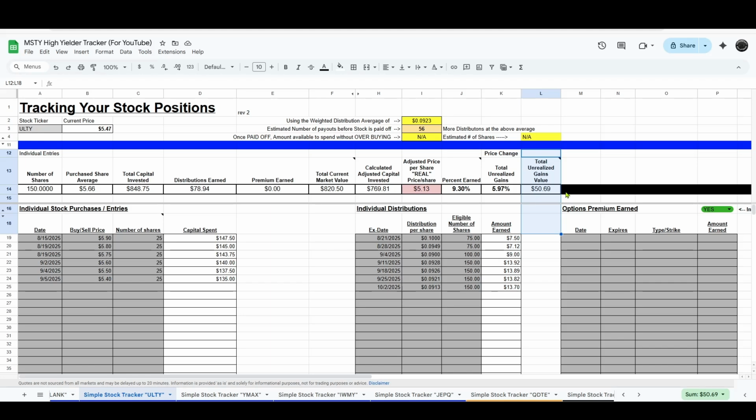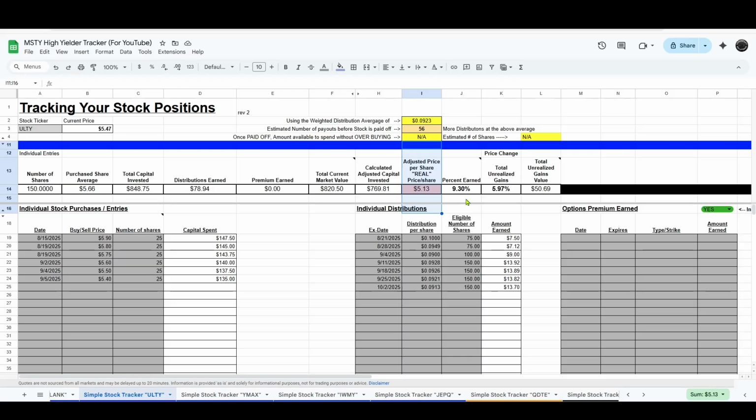Not accounting for any taxes. So the good thing here is you can see that my real price per share is under the current price of ULTY, which means I am in profit if I was to sell. And eventually, once this gets down to zero, then all those distributions from that point on would be free and clear, and I can use them to buy more shares if I want, no matter what the price is of ULTY, and it still keep from me entering any more of my personal capital.